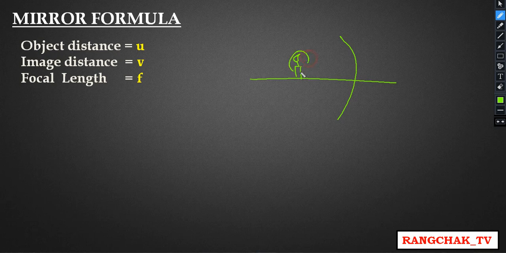The distance between the object and the mirror is the object distance, and the distance of the image from the mirror is the image distance. For example, if the object is placed 5 cm from the concave mirror, the image distance is denoted by small v, and the focal length by small f.